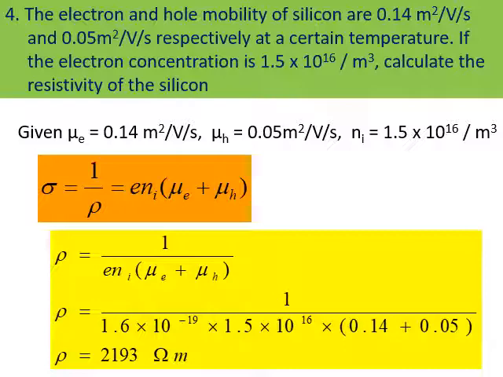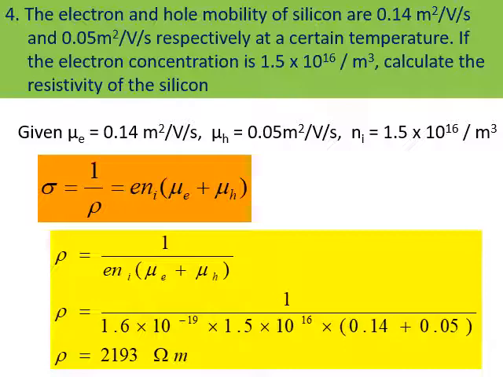Now this is a problem related to the semiconductor, where in a semiconductor the mobility is due to both the electrons as well as the holes. The mobility is given for the electron as 0.14 meter square per volt per second, and that of the holes as 0.05 meter square per volt per second. Similarly, the intrinsic electron concentration is 1.5 × 10⁻16 per meter cube.